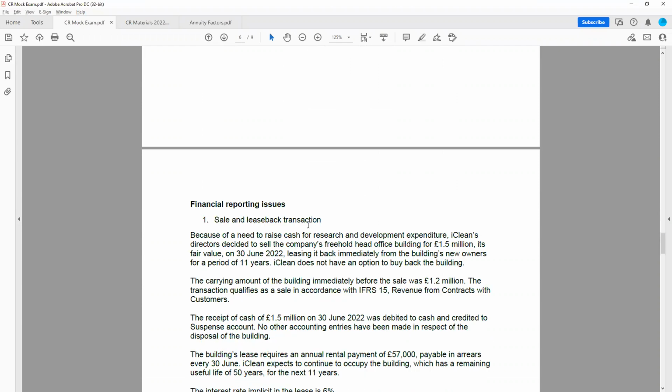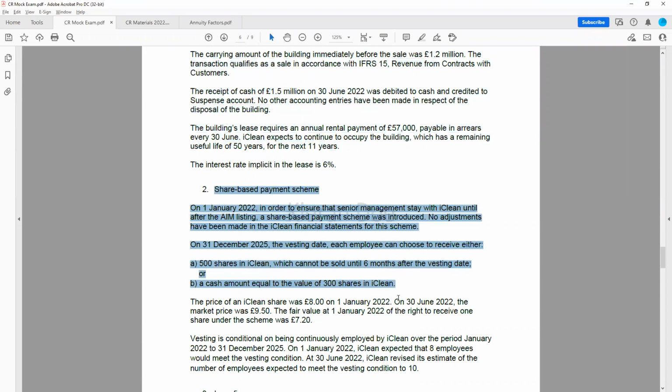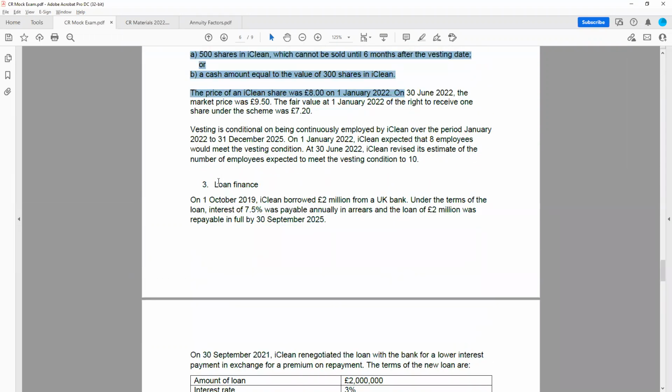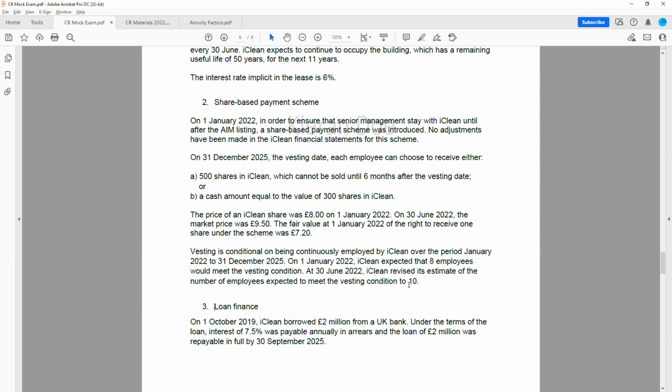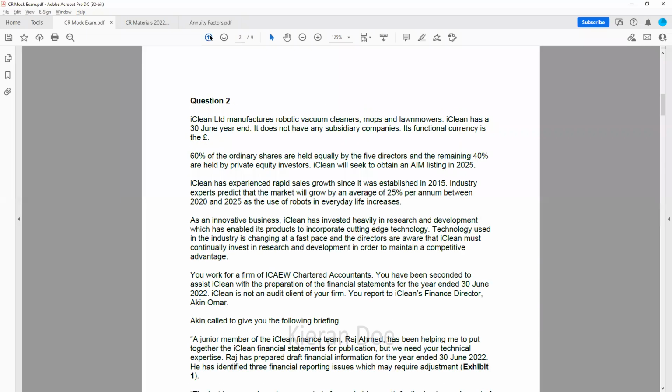Same principle applies here. You don't want to spend all of your time on the sale and leaseback, and the share-based payments, and not getting onto the final bit about loan finance. So even though it's probably financial instruments, a tricky technical area, there will be some easy marks here. So you want to make sure that you attempt every issue as well. So again, try to allocate your time to each kind of subpart to the question and kind of each issue, just to make sure that you attempt everything. I think it's really important that you try to attempt everything on the paper, so that you can kind of get the easy and medium marks on each.